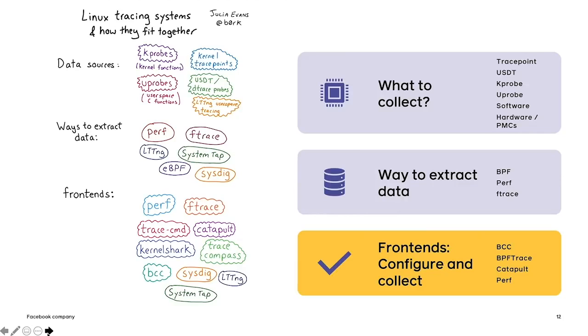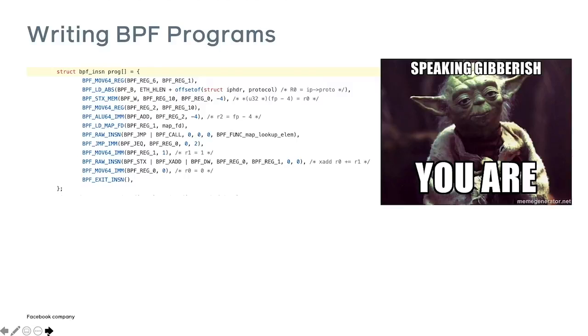The last thing that I'm going to talk about very briefly is the front ends, and we're going to focus mostly on the front ends that are used to get data from BPF. Well, BPF programs that run inside the kernel are bytecode programs. So you could write it in bytecode, which can be a little bit challenging, especially if your assembly code is a little bit rusty.